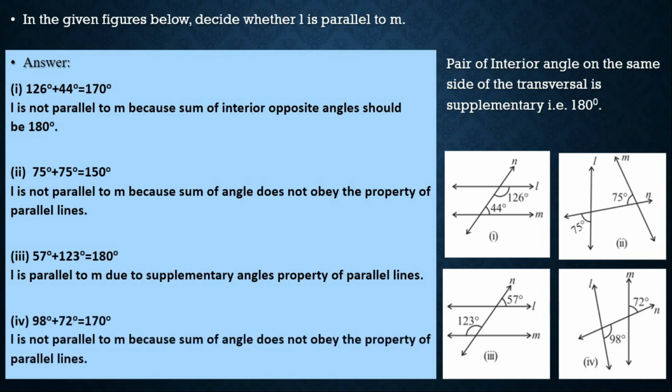98 plus 72 degree is 170 degree, and hence we can say that line M and line L are not parallel. I hope you got this concept, how to decide whether two lines are parallel or not when the lines are cut by a transversal. Now let us move to another problem.